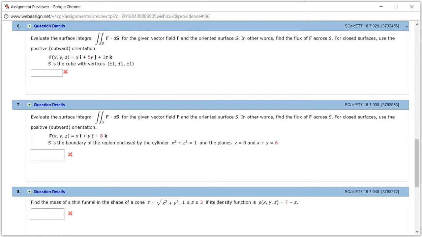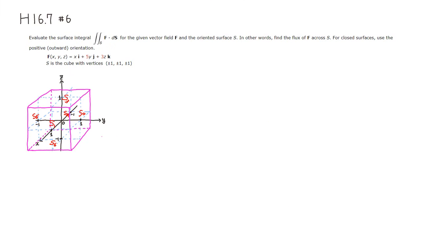All right, let's look at homework 16.7, problem number 6. So we want to evaluate this surface integral, and F is given here, and S is a cube with vertices plus or minus 1, comma, plus or minus 1, comma, plus or minus 1. I already drew the cube, which looks like this.